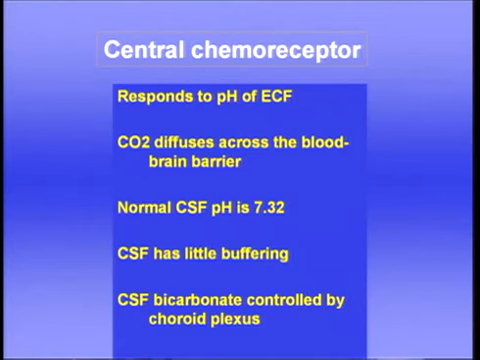So let's summarize some of the statements we've made about the central chemoreceptor. As I've said, and this is here mainly if you want to come back and review, it responds to the pH of the extracellular fluid, which is broadly speaking that of the cerebral spinal fluid. The mechanism is that the CO2 diffuses across the blood-brain barrier, thus changing the pH of the ECS, or the cerebral spinal fluid. The normal pH of the cerebral spinal fluid is about 7.32. It has little buffering power because of its low protein concentration, and the bicarbonate is controlled by the choroid plexus and can be altered if the pH of the CSF is changed over a long period of time. So that's the central chemoreceptor, a very, very important factor in the respiratory control system.